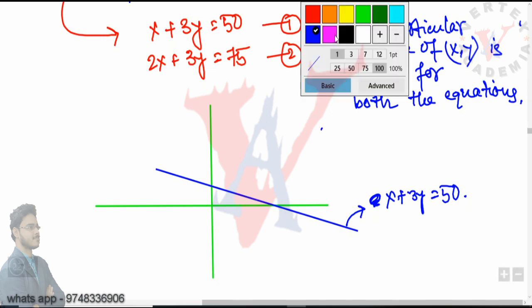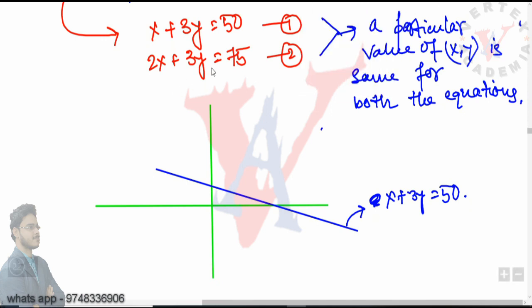So let me take a different ink. So 2x plus 3y equals 75. Let the second graph come something like this. So let this be, this is 2x plus 3y equals 75.